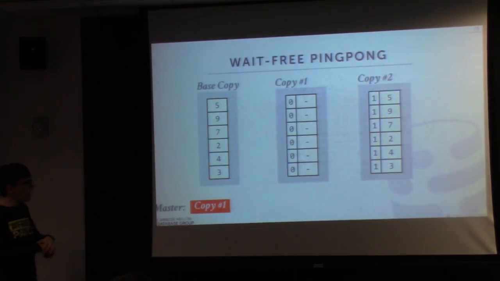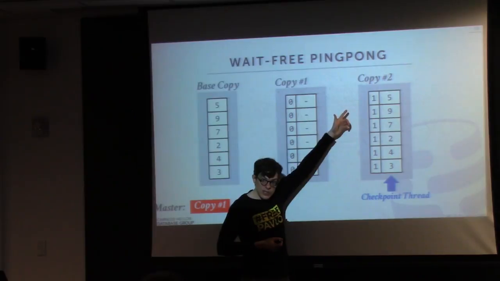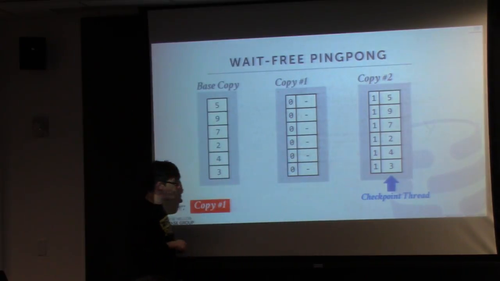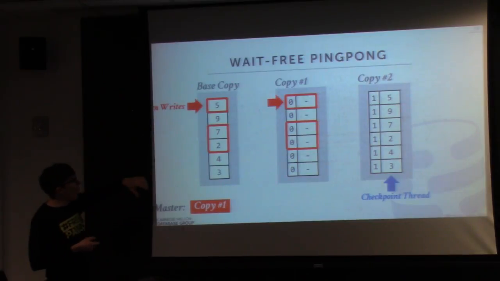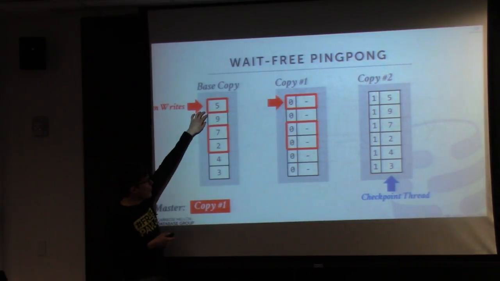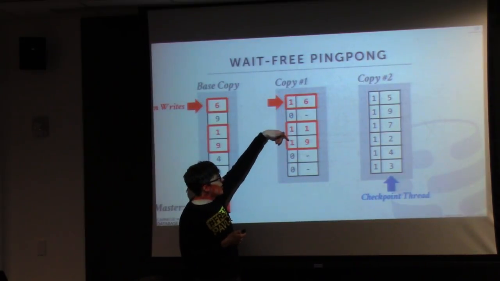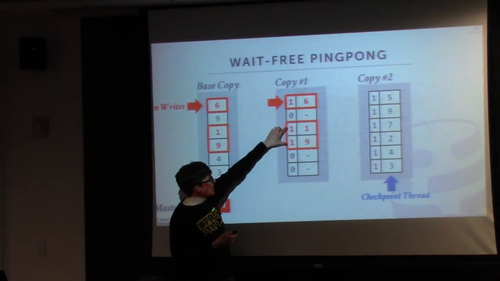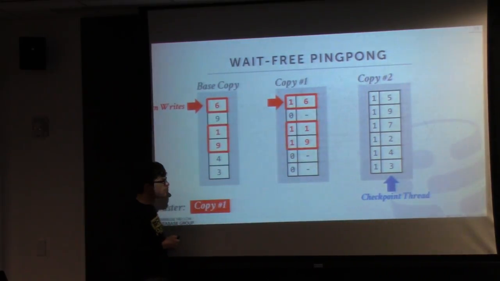Now when our checkpoint thread starts, it looks at the shadow copy, which is copy number two, and it's going to do the same scan through and write that out. And then as transactions come along and do writes, it's always going to apply the writes to the base copy as well as to the master copy. So we apply our changes in both locations, and then we flip the bit to say that this thing is now dirty since the last checkpoint started. We flip it to one.